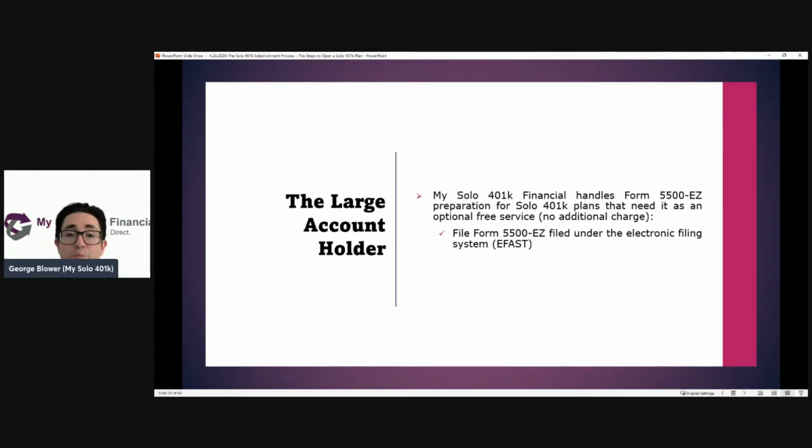And so we're on the electronic filing system. So we prepare the 5500EZ on the electronic filing system. We just assign it to the client for signature. Then it comes back to us in the system, and then we submit it, right? And all of that is an optional free service. In other words, no additional charge.